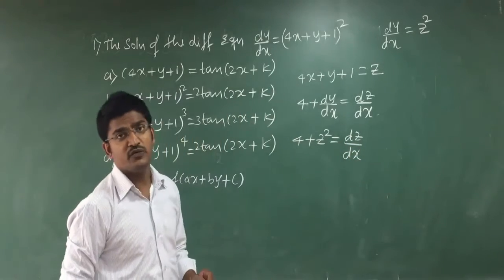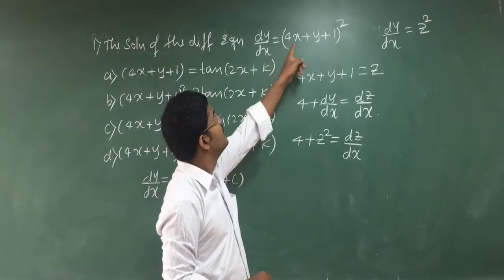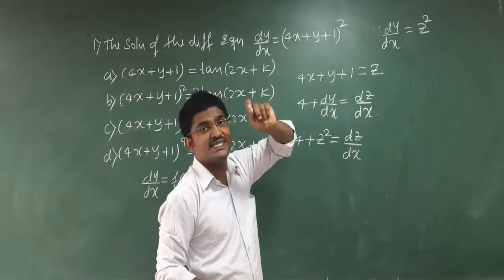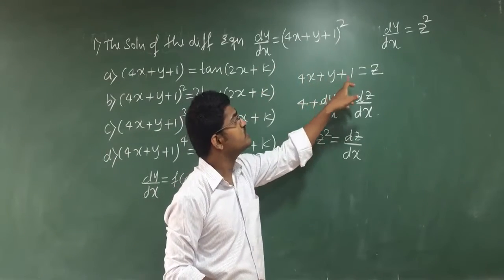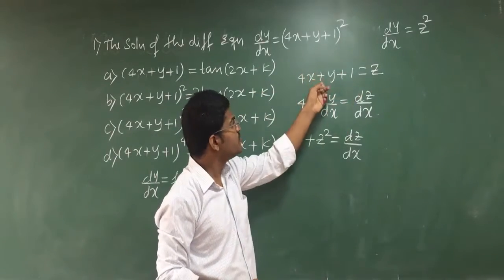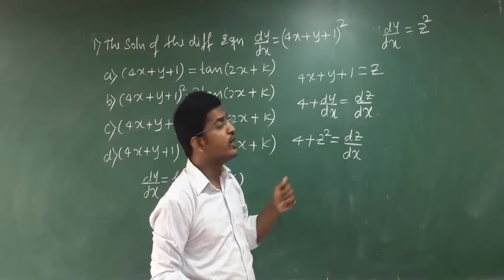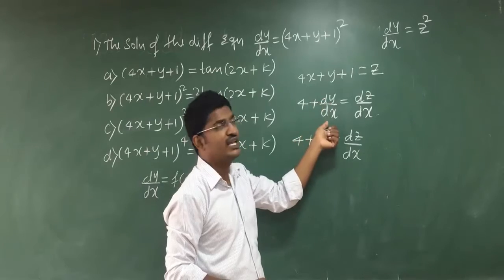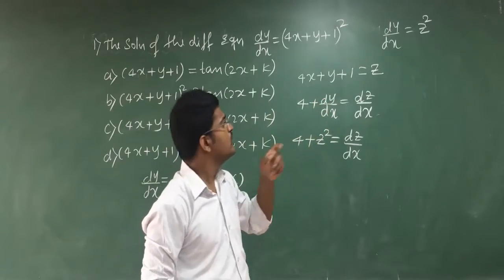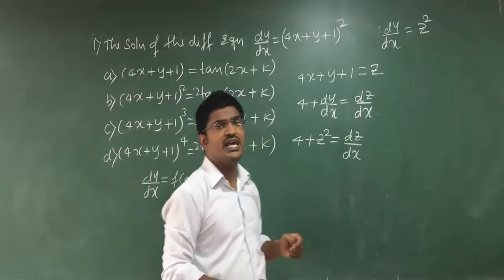Clear? So don't get confused. Again I will explain. This term is replaced as z. That means 4x plus y plus 1 equal to z. This term has to be differentiated. If this term is differentiated, what are you going to have? 4 plus dy by dx. Differentiation of 1 is 0. Now this is equal to dz by dx.